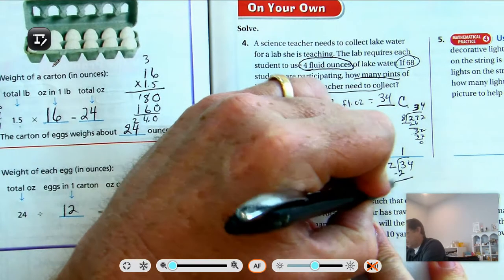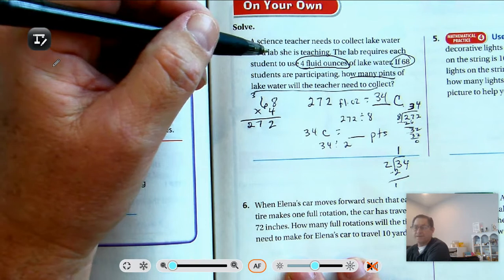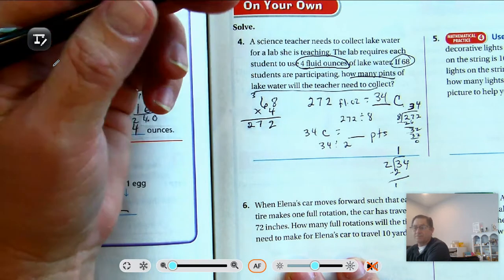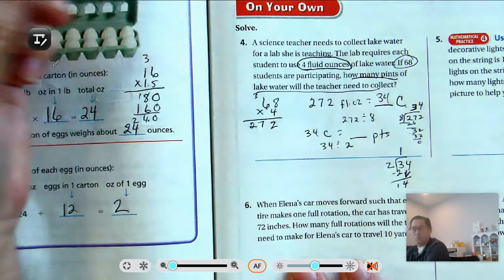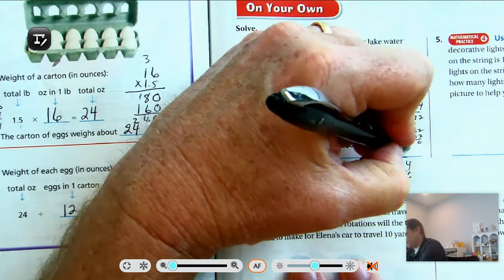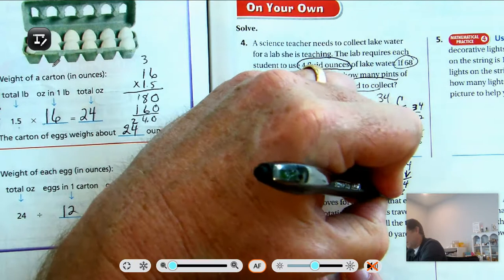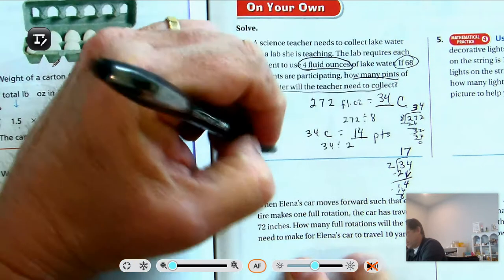I can take 1 2 from the 3 tens, with the remainder of 1. So we're going to change that for 10 ones and bring down the 4 ones. 14 divided by 2 is 7. So 14 pints.